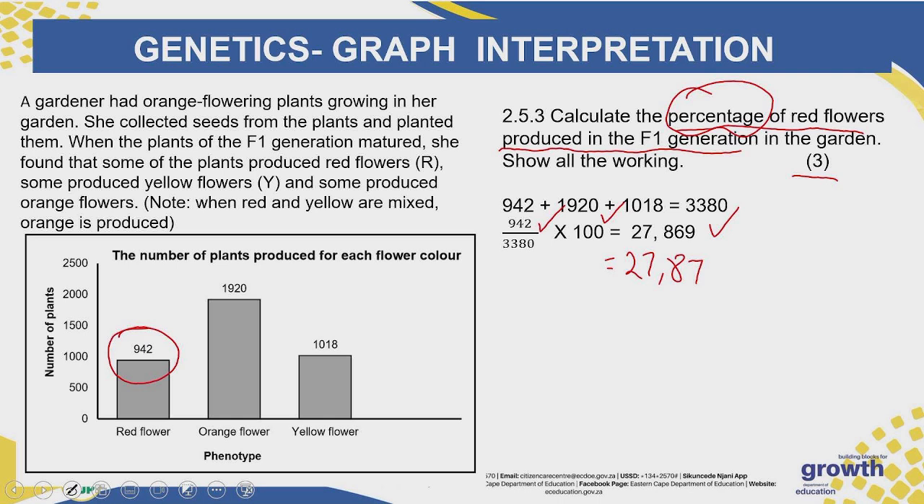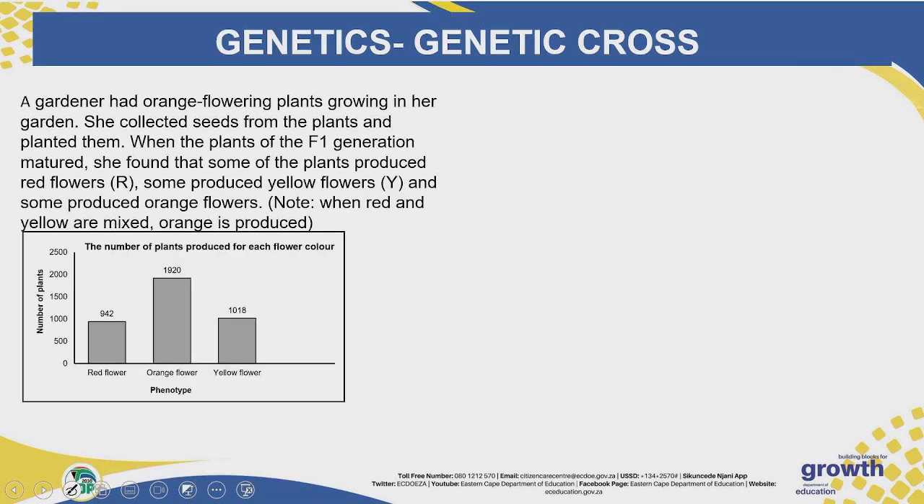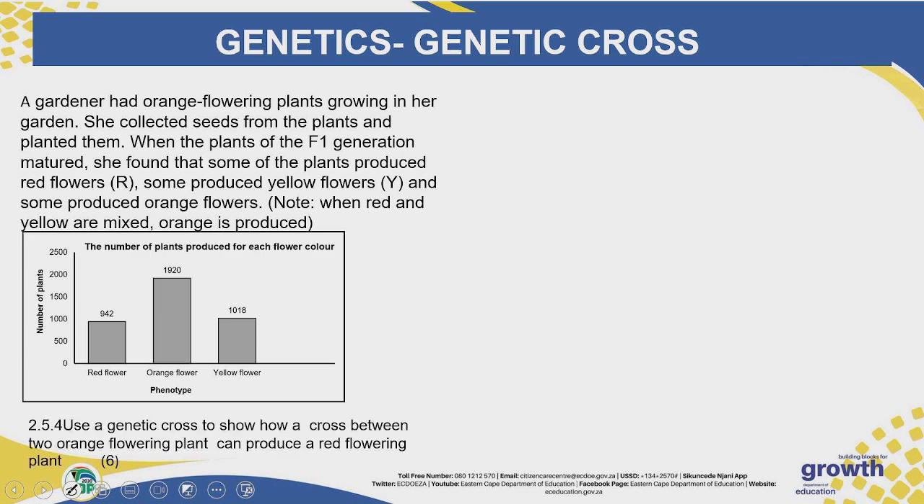That is where we usually ask for, but the question will stipulate whether you must leave it to 1 decimal place or you can leave it to 2 decimal places. But usually we say that our calculations must be left to 2 decimal places. Now here again, this is a question that is asking you now to do a genetic cross.